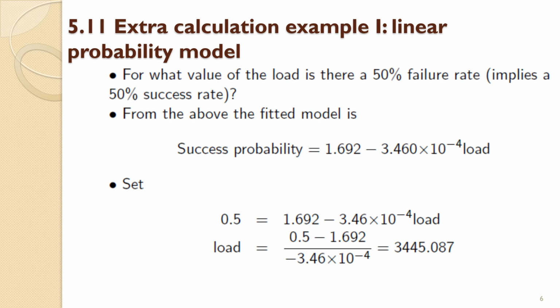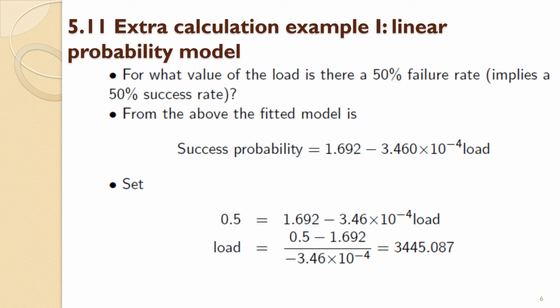So I just wanted to give some extra calculation examples here for the linear probability model. So you're asked to find the value of the load for which there is a 50% failure rate, equivalently 50% success rate. And the thing to watch for here is, because the linear probability model is just a classical linear regression model in sheep's clothing, this probability calculation should be especially simple. And also what you might look for here is that because this probability is smack bang in the middle of the range of the sample, you might expect that this simple model may still give you a reasonable looking result.